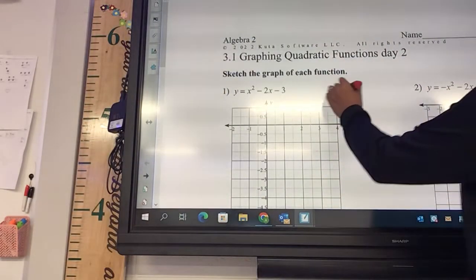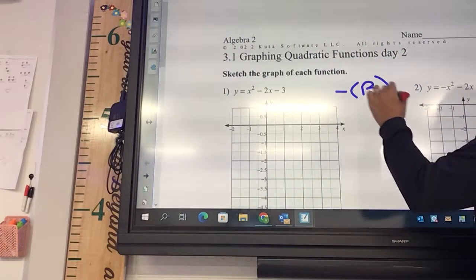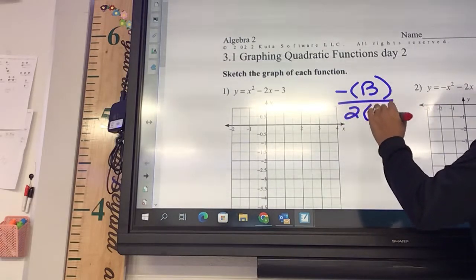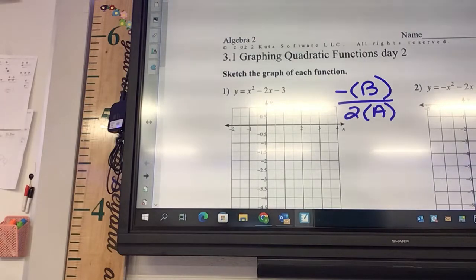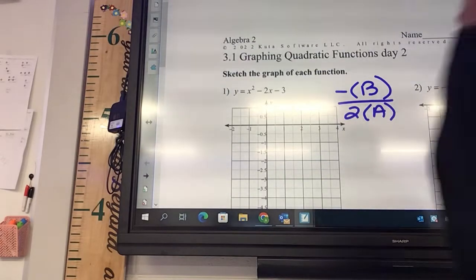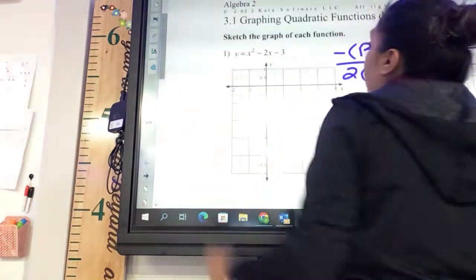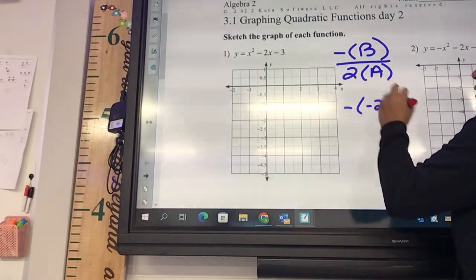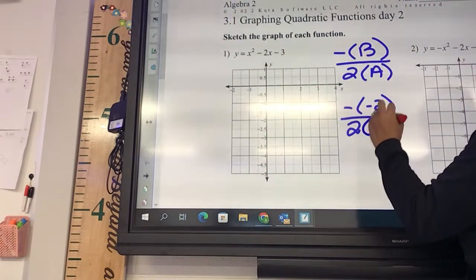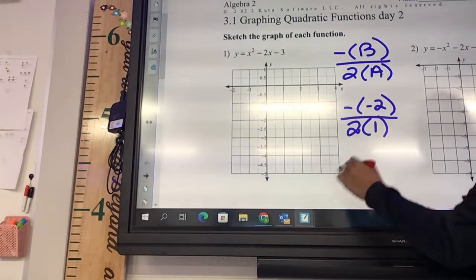Negative b over 2 times our a. Okay, and if we look at number 1, what is our a? Put that up. For number 1, what's our b? Negative 2. What's our c? Negative 3. Okay, so it's going to be negative, what's our b? Negative 2 over 2, and our a is 1. Okay, type that in your calculator, see what you get.